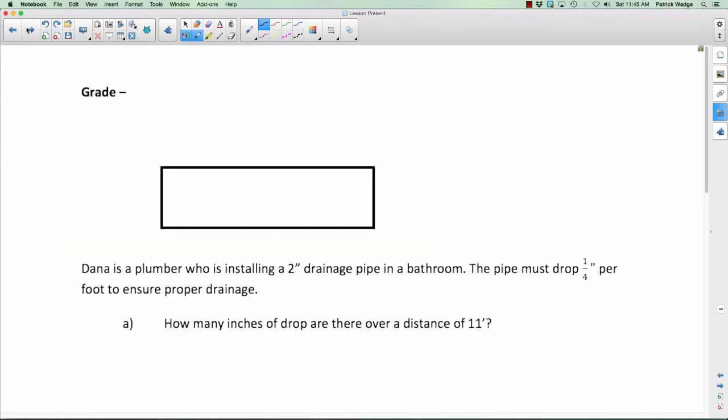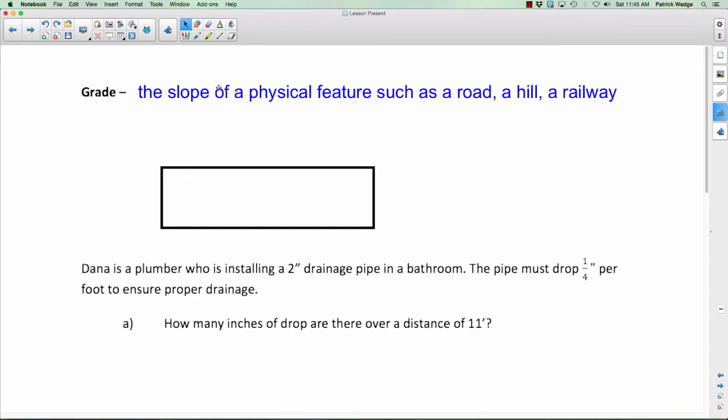Okay, last term here, and the last term is grade. Nothing to do with your performance in this class. I'm sure you're doing great. High grade. But this is in construction. And a grade is the slope. It's just another term for slope.